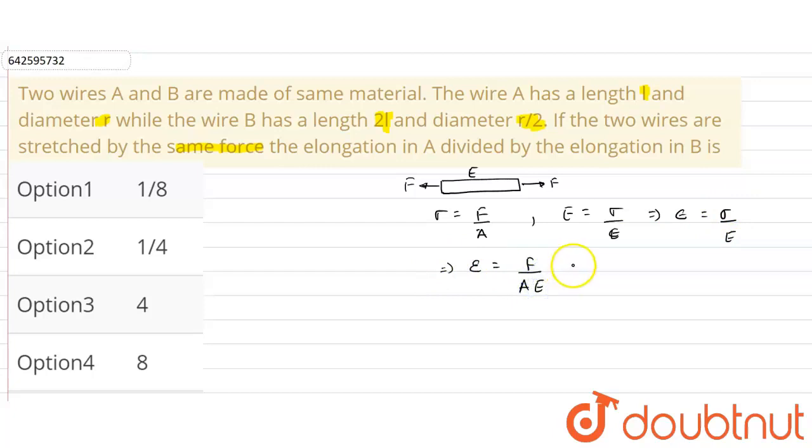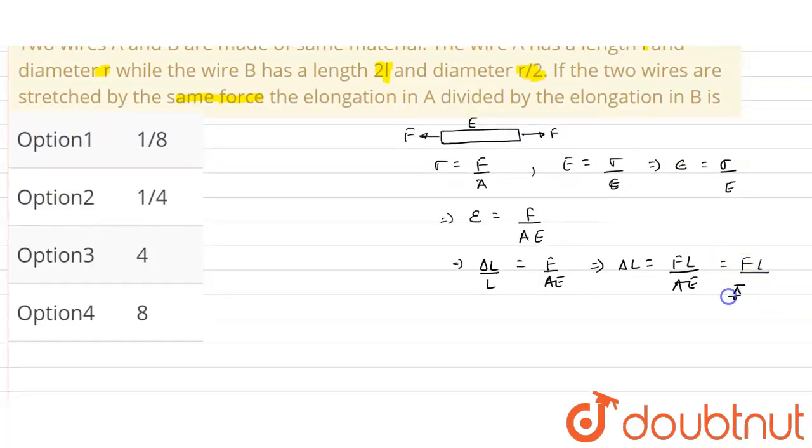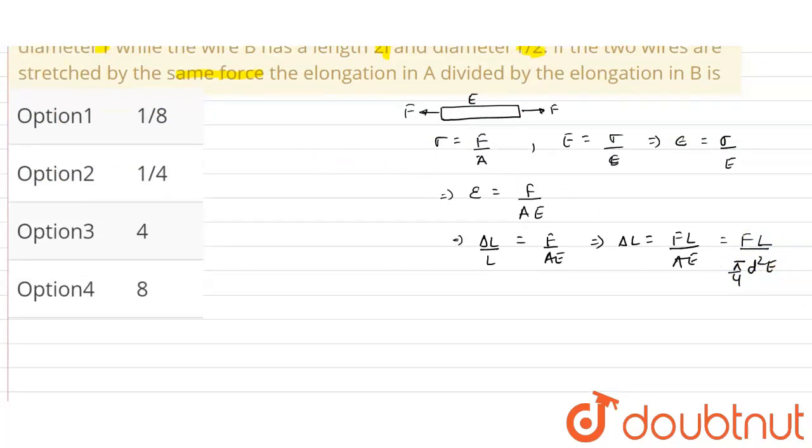Correct. Now, what is strain? Strain is the change in the length upon the original length, which will be F upon A E. Correct. From here, what we get is delta L as FL upon A E. Correct. Now, the area will be the cross-sectional area. So, FL upon pi by 4 d square E. Correct.